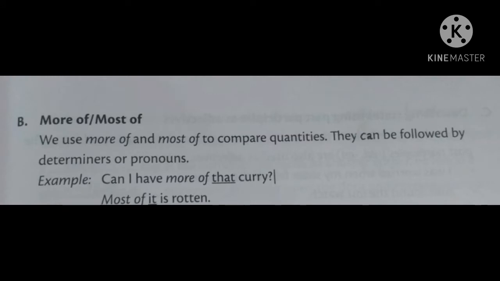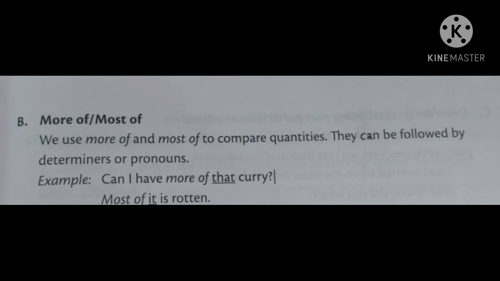Next is more of and most of. We use more of and most of to compare quantities. They can be followed by determiners or pronouns. You know the articles, right? A, an and the. They are also called determiners. Now see more of. It indicates a greater amount or number when we are comparing.